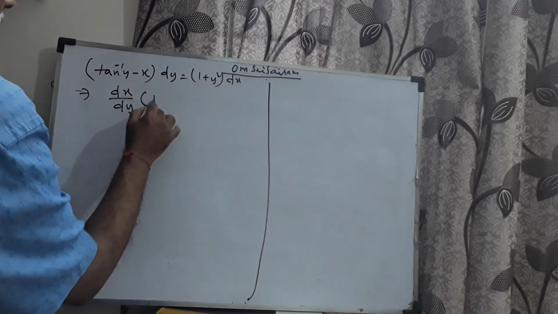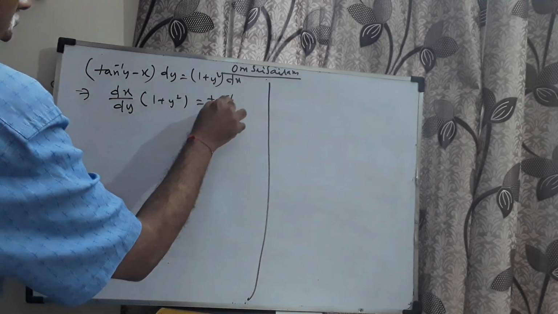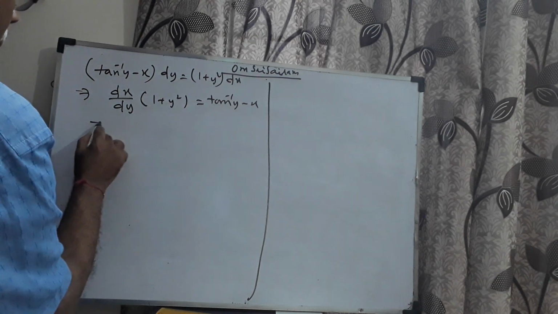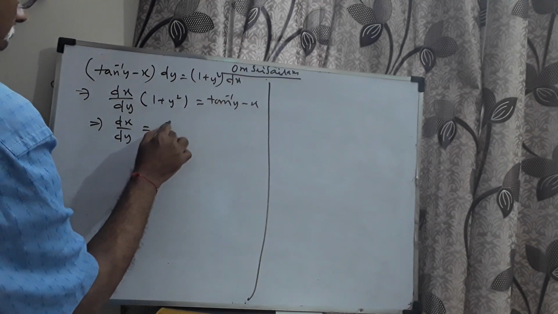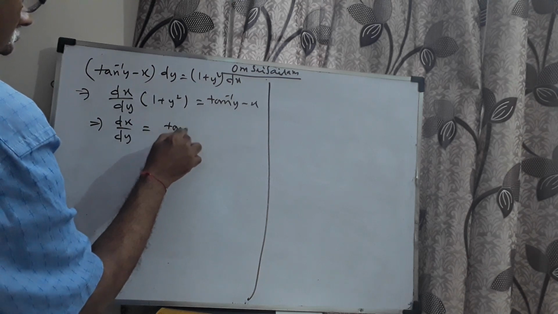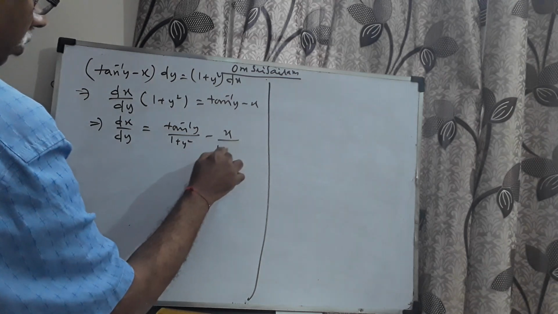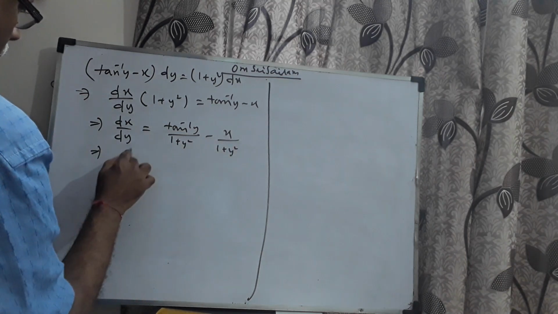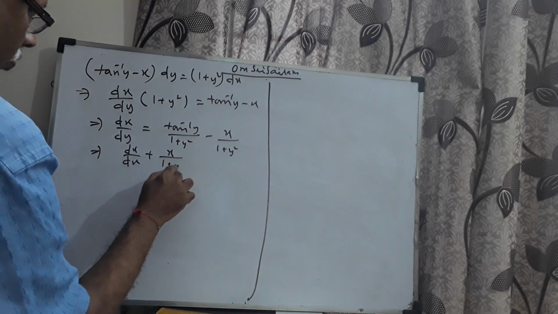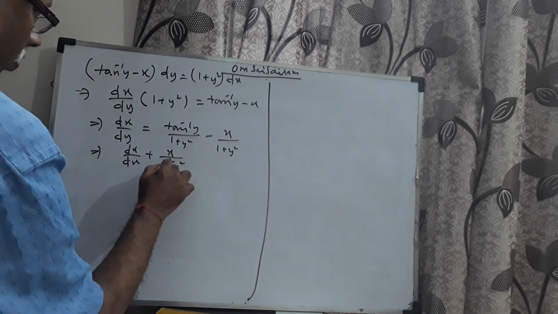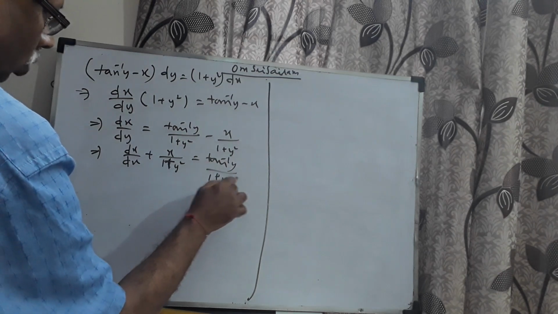dx by dy times (1 plus y square) is equal to tan inverse y minus x, which implies dx by dy is equal to tan inverse y by 1 plus y square minus x by 1 plus y square, which implies dx by dy plus x by 1 plus y square is equal to tan inverse y by 1 plus y square.